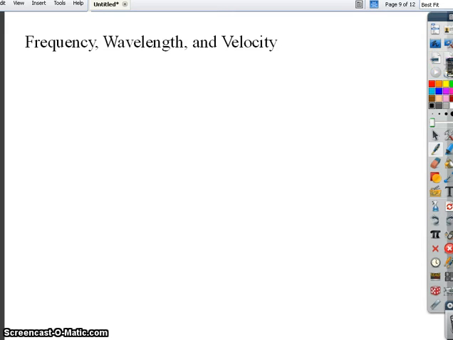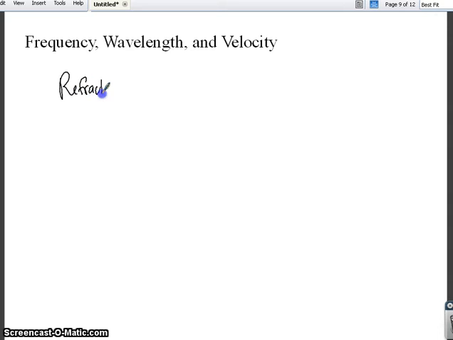So, a very, very common test question and a very common thing to understand is what's changing here. Well, we know that when refraction occurs, velocity changes. It's going slower or faster depending on the medium. So velocity changes. What about frequency and wavelength?